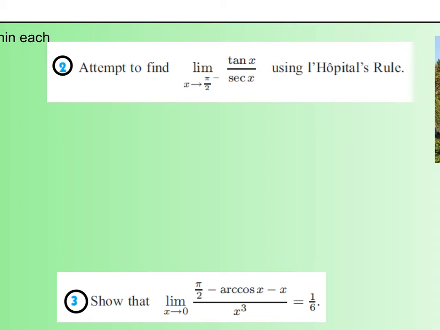Tan of pi over 2 is infinity, coming from the left, and secant of pi over 2 is also infinity. Alright, so we get this indeterminate form. So I'm going to take the derivative of the top. Derivative of tangent is secant squared. Derivative of the bottom is secant x tan x.